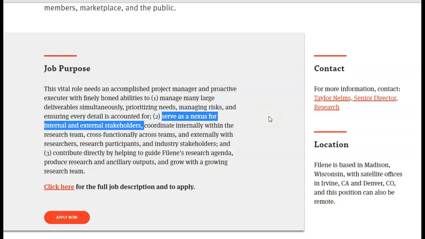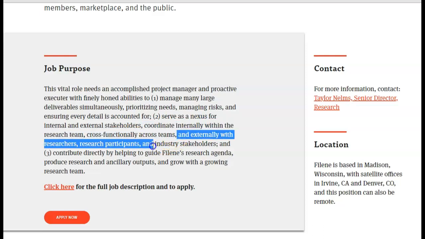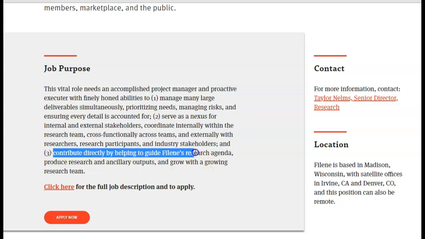This position will serve as a nexus for internal and external stakeholders. So if nexus and stakeholder are unfamiliar terms to you, then you want to make sure that you have some grasp of what it is that they mean by them. The job will coordinate with a research team. We'll have cross-functionality across teams and with researchers, research participants, and industry stakeholders. And then finally, the research manager will contribute directly to help guide Filene's research agenda as a firm.